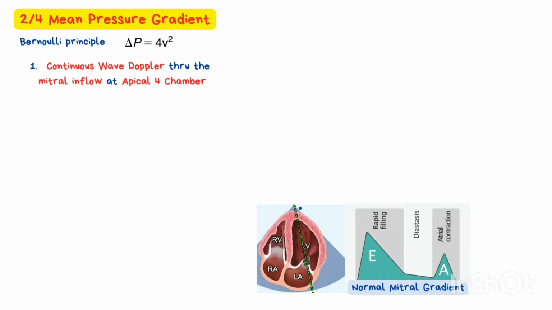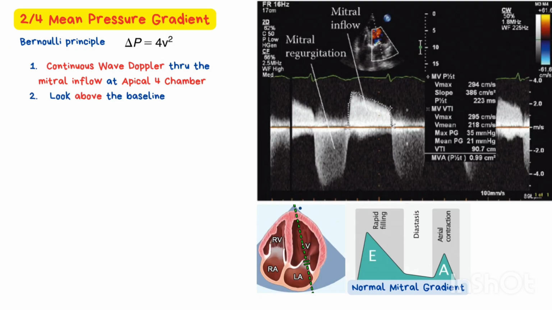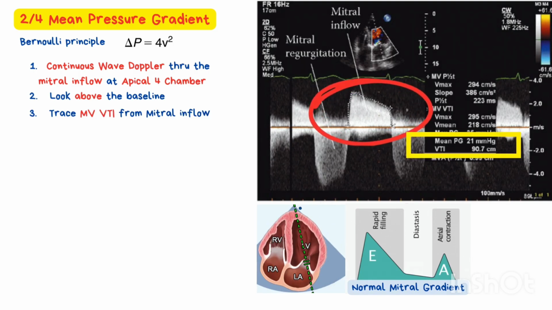We start by using the continuous wave Doppler, placing the cursor through the mitral inflow, typically from the apical 4-chamber window. Make sure you're looking above the baseline, since blood is flowing up towards your probe, from the left atrium to the left ventricle. Once you've lined it up, freeze the clip and trace the mitral valve velocity time integral, or MVVTI. This will give us both the MVVTI and the mean pressure gradient. It's also important to report the heart rate, since gradient measurements are flow-dependent.